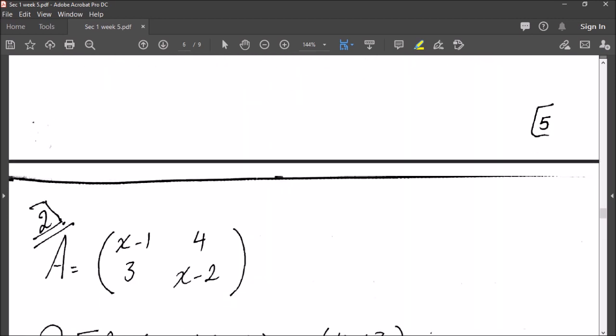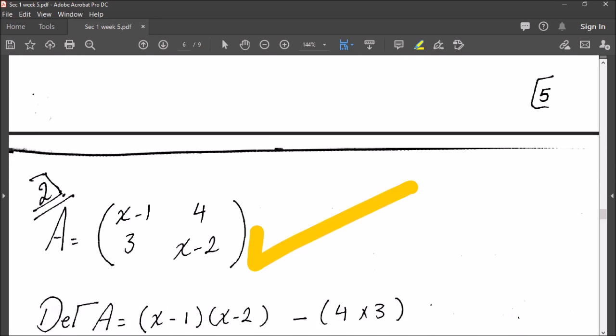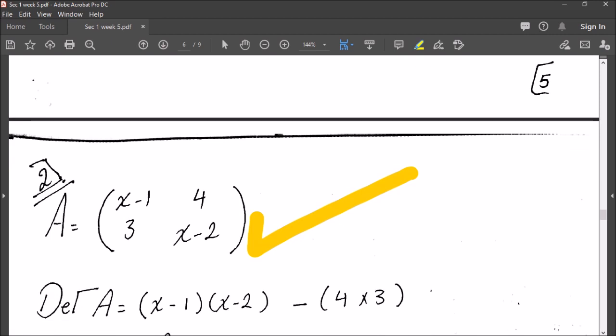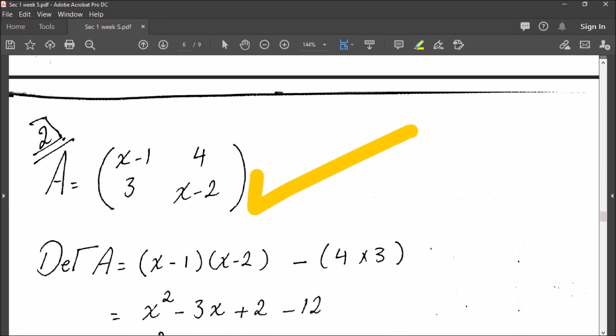Please pause the video and start solving this one. A equals x minus 1, 4, 3, and x minus 2. Try to find the values of x that make matrix A have a multiplicative inverse. I hope you solve it, so let's find out our solution. First of all, we need to find the determinant of A.